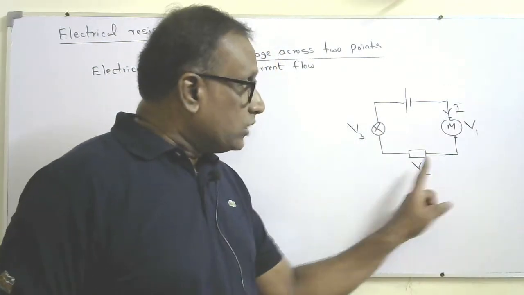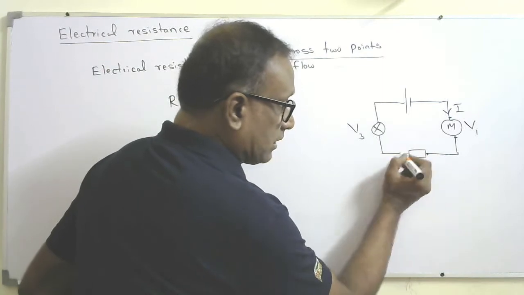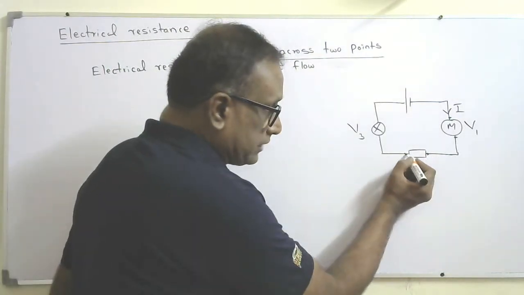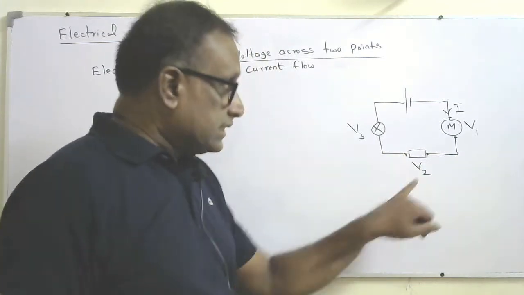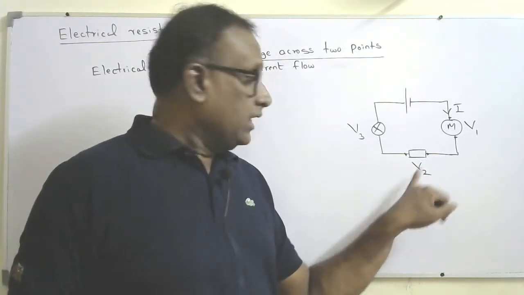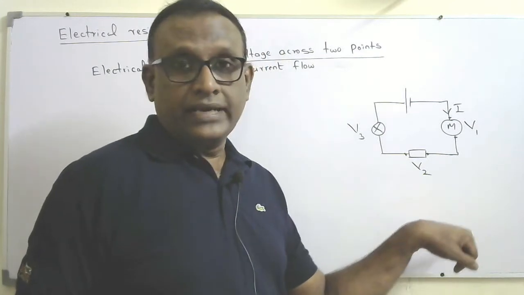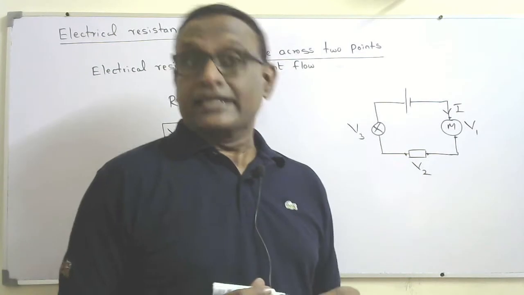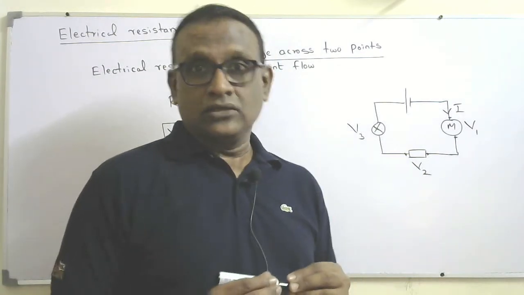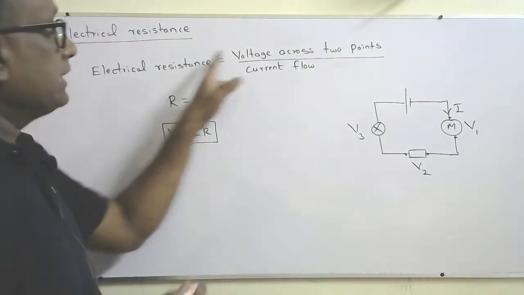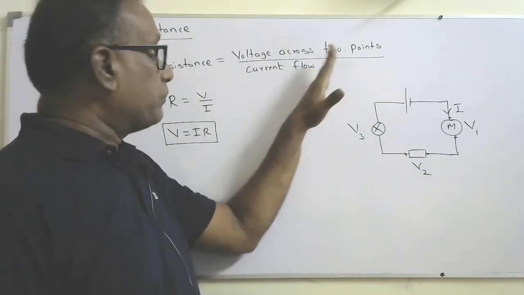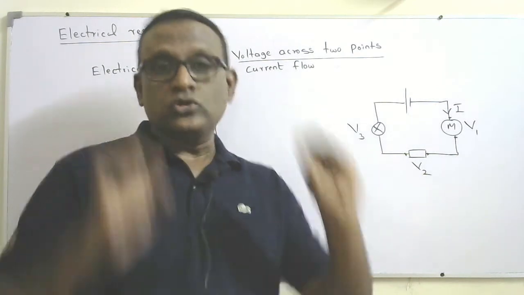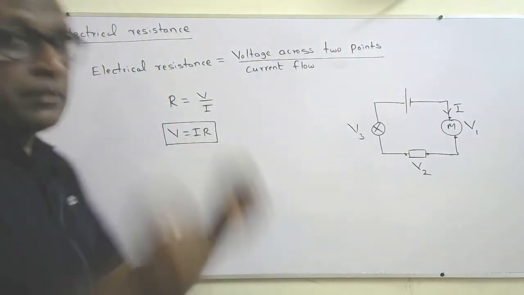Same way, the voltage across these 2 points, V2, is the work done in moving 1 coulomb of charge from this point to this point through the resistor. That voltage divided by the current flowing through the resistor gives the resistance of that component. Okay, so simply we say voltage across 2 points divided by current flow between those 2 points gives the resistance between those 2 points.